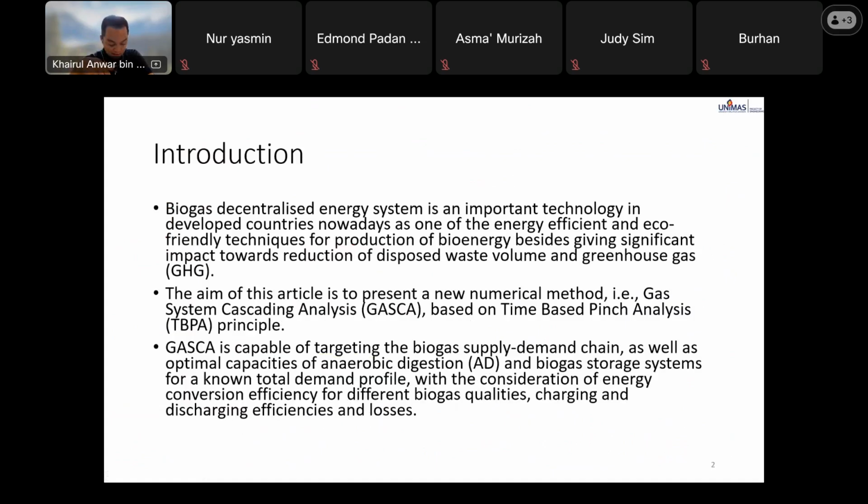Later they explain why we need to conduct this study. It's something to do with the policy. In developed countries, this is one of the energy efficient and eco-friendly techniques for production of bioenergy and the reduction of disposed biomass and greenhouse gases.